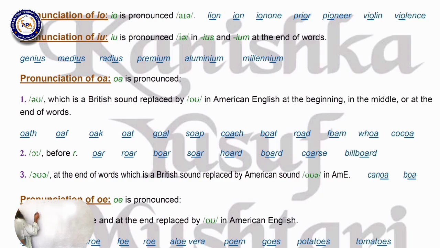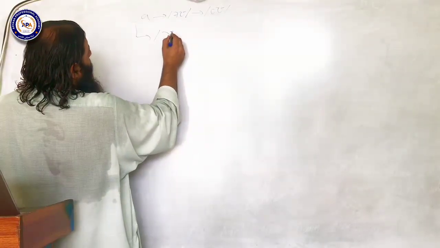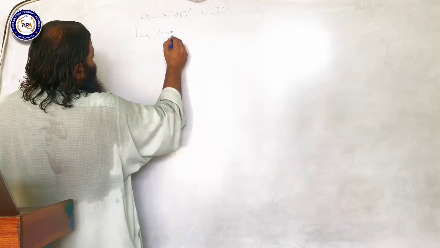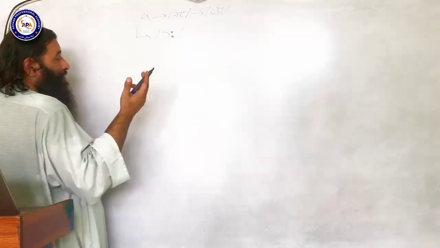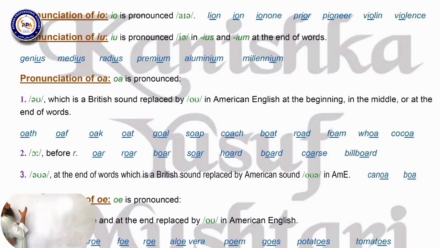The second sound given by OA is the O sound, long back vowel with rounded lips, equivalent to the long sound in Pashto. And this sound is given by OA before R, maybe at the beginning or in the middle, or at the end, but before R, like oar, roar, boar, soar, hoard, board, course, and billboard.